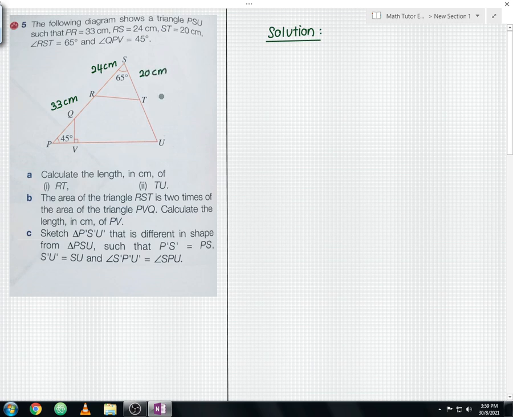Okay, so from here finding the length RT will be very simple, guys. We can use the cosine rule over here. Since RS is given as 24 and ST is given as 20, and between these two lengths you have an angle of 65 degrees, these three pieces of information are sufficient for us to find the length RT by applying the cosine rule. Okay, so from here let us start to solve the question.